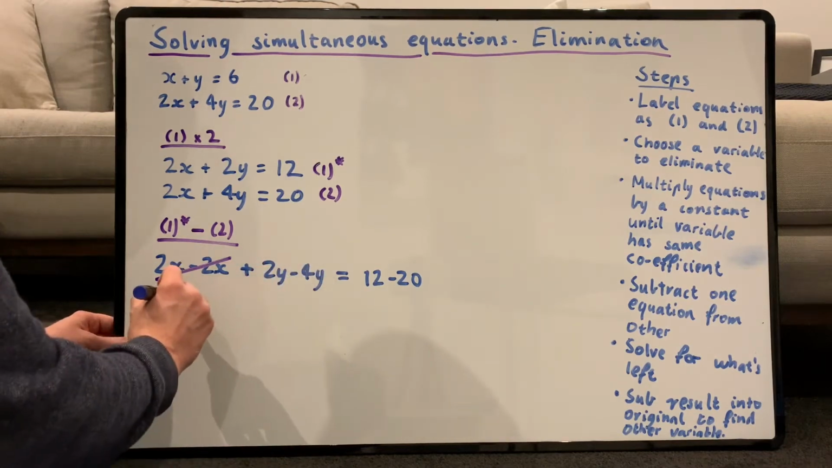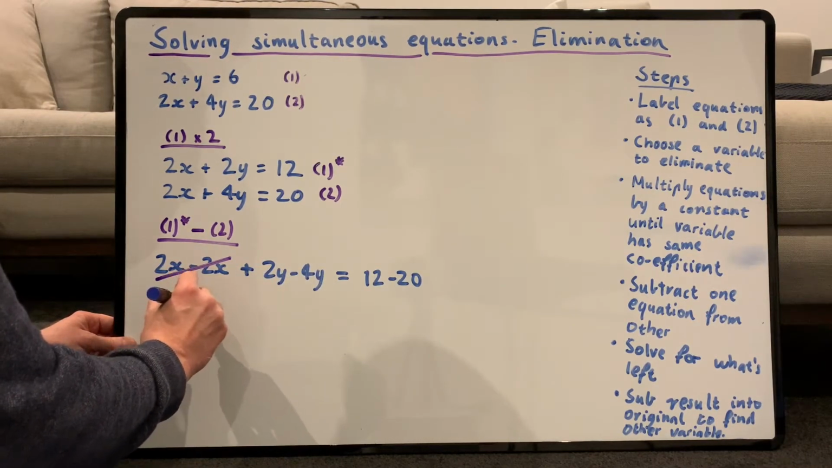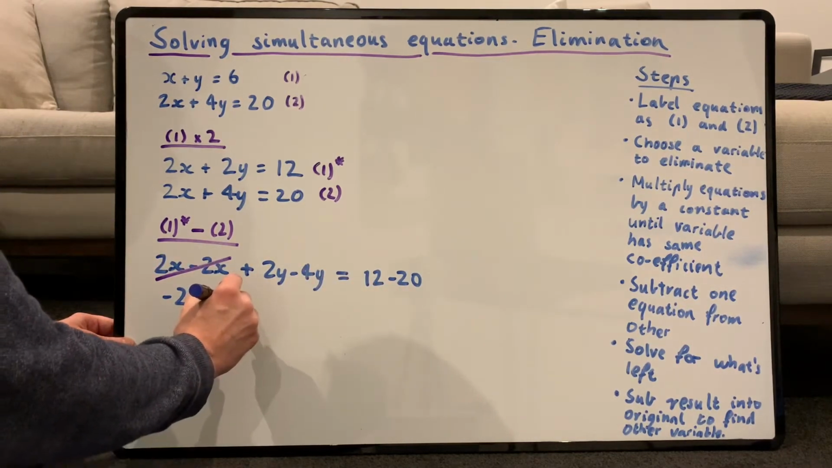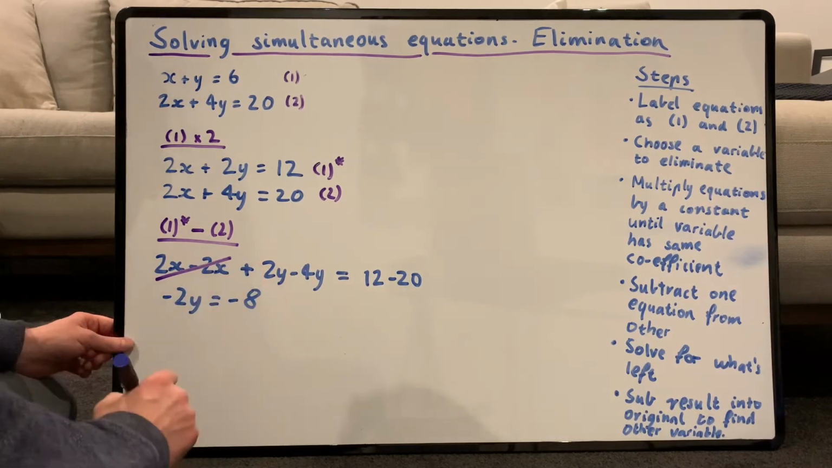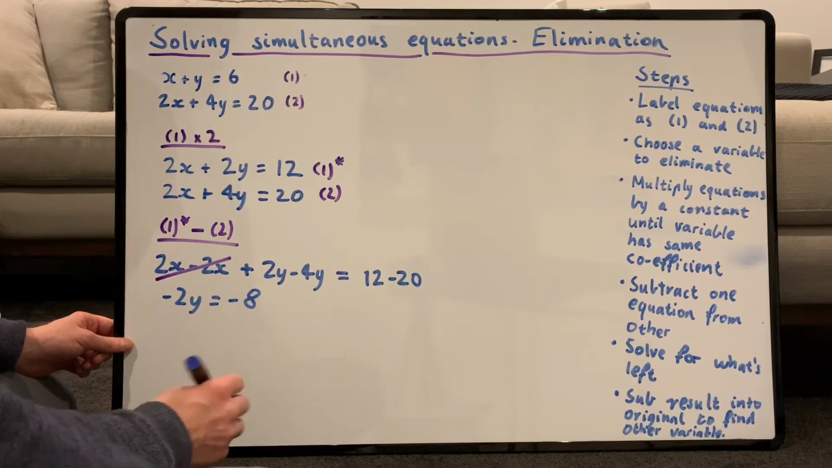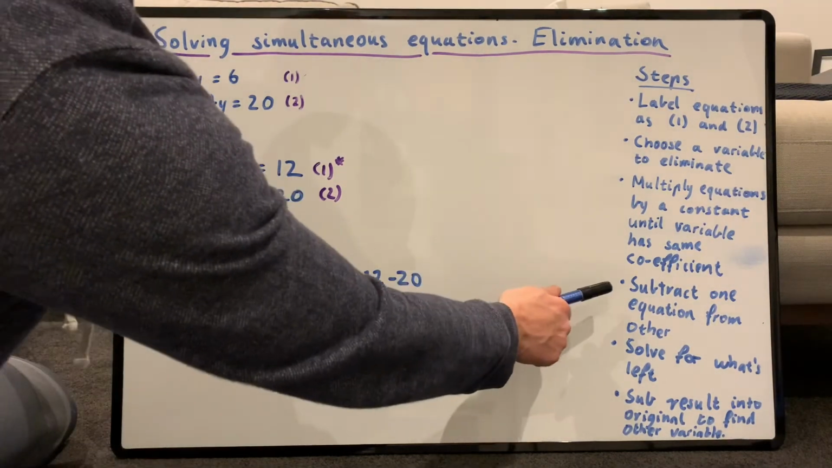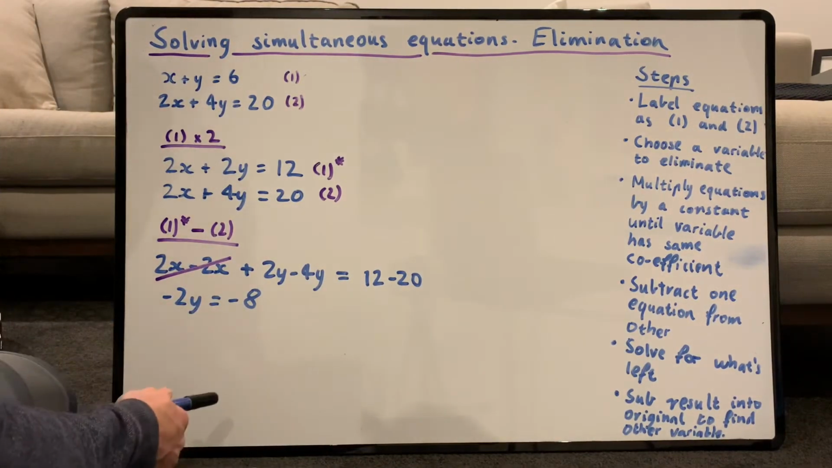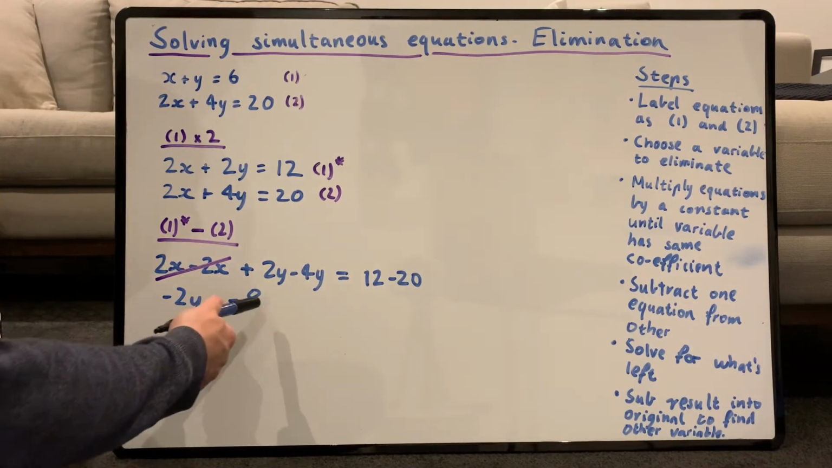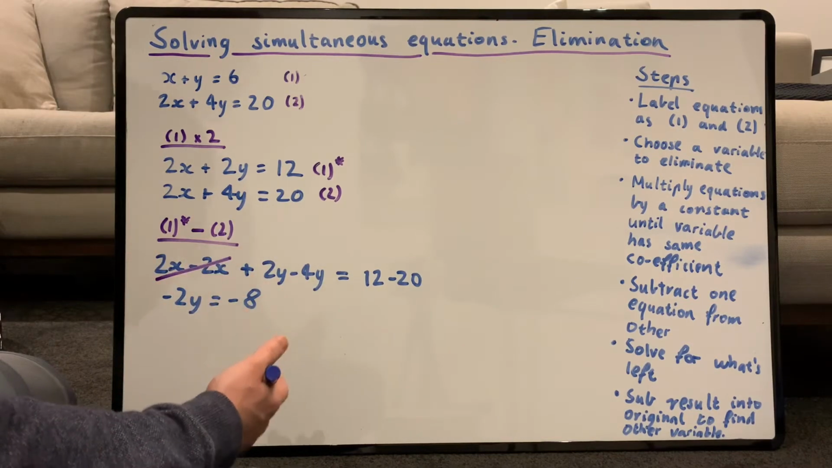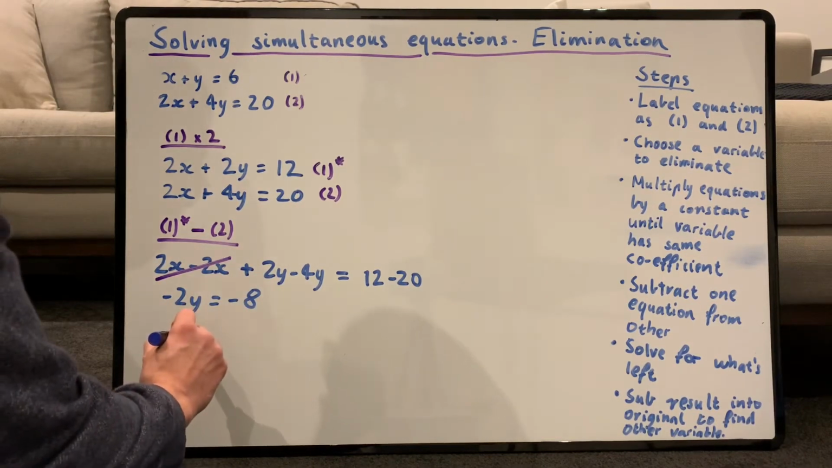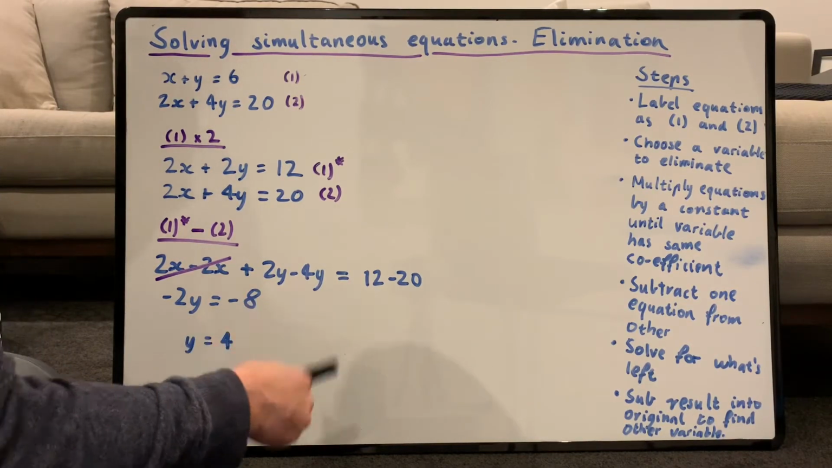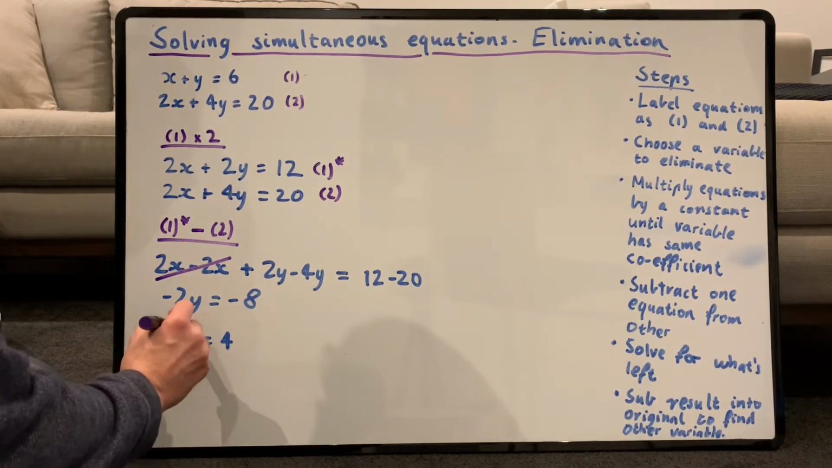2y minus 4y is negative 2y. 12 minus 20 is negative 8. Now solve for what's left. Okay, we're going to solve for y. We've got negative 2y equals negative 8. We need to divide through by negative 2. y equals 4. That's nice.